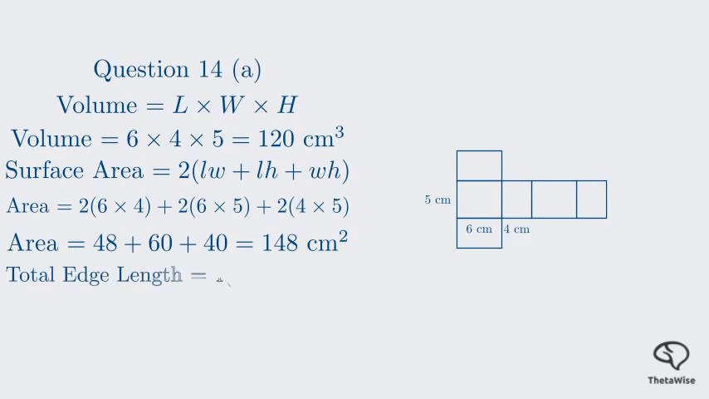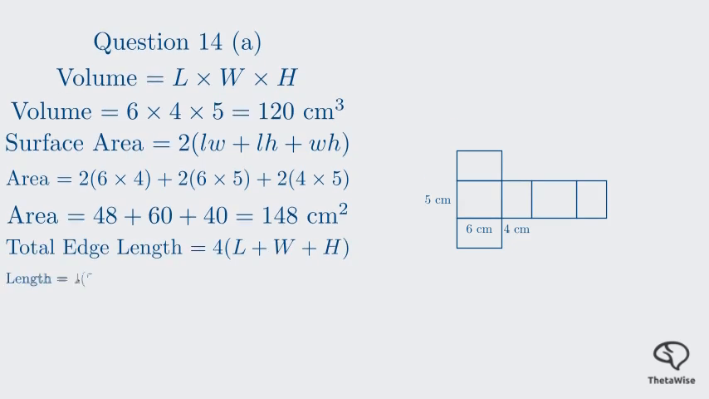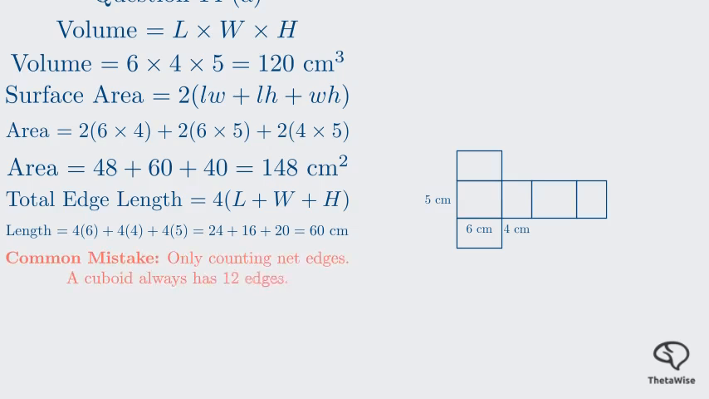In part 3, calculate the total length of the edges. A cuboid has 12 edges, 4 of each dimension. Total length equals 4 times 6 plus 4 times 4 plus 4 times 5, which is 24 plus 16 plus 20, totaling 60. The total length is 60 centimeters. Common mistake: in part 3, students often count only the edges visible on the net. Remember, you are calculating for the 3D cuboid.